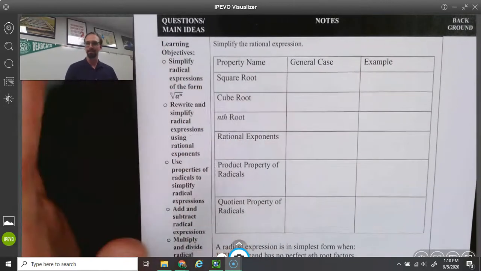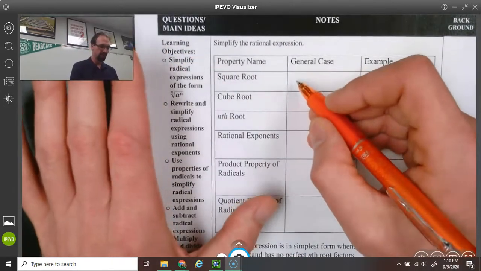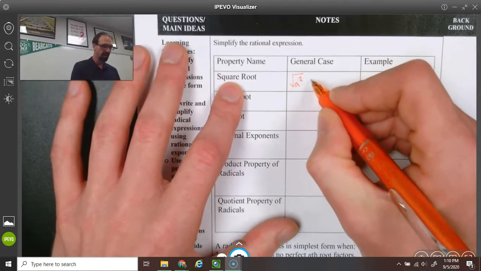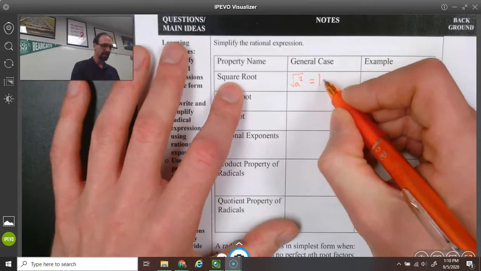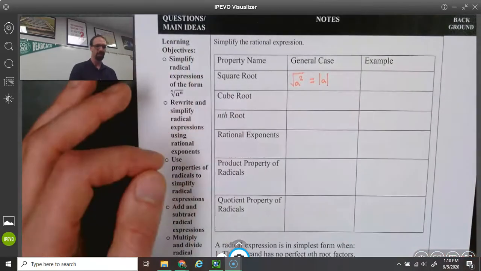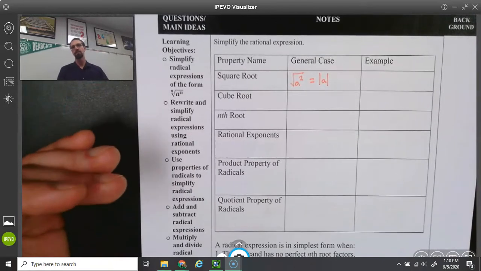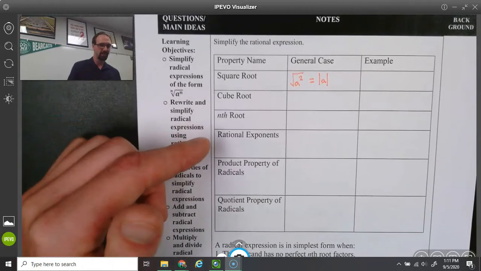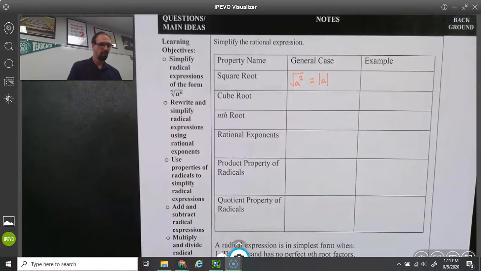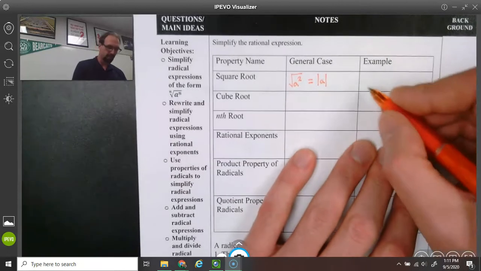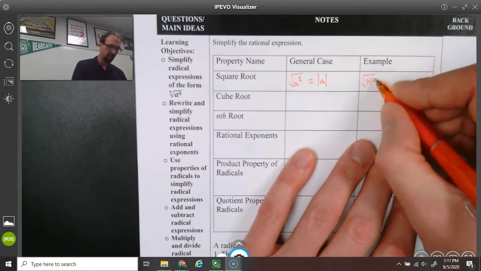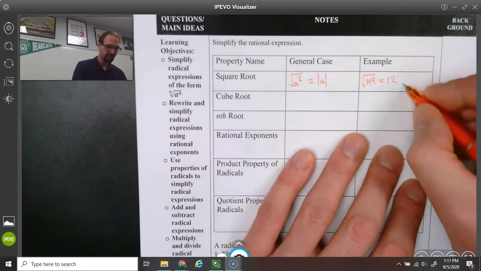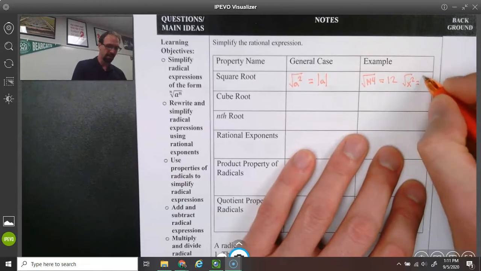Square root. If I take the square root of a number, a lot of students miss this. But if I take the square root of, say, a squared, the result is the absolute value of a. So if I take the square root of a squared, I get the absolute value of a. And that works for any even roots; we need to include that absolute value when it's a variable. An example of this also, like if I take the square root of 144, we know that that is 12. That is the value 12. But if I take the square root of x squared, I get the absolute value of x.